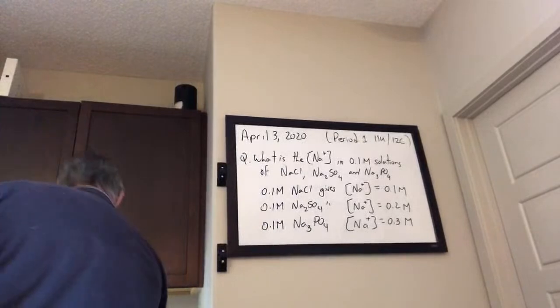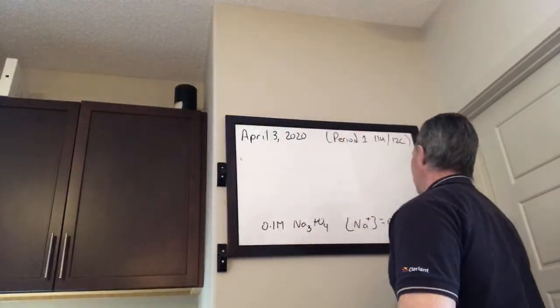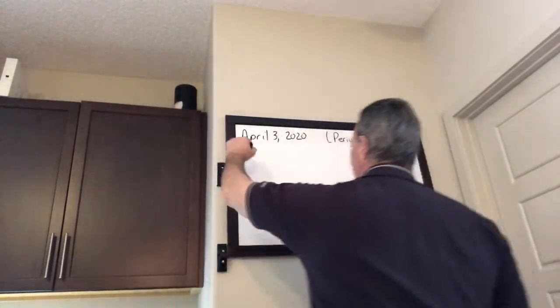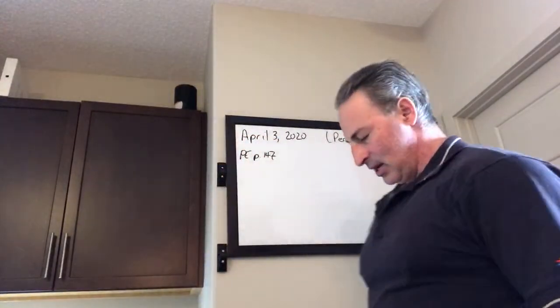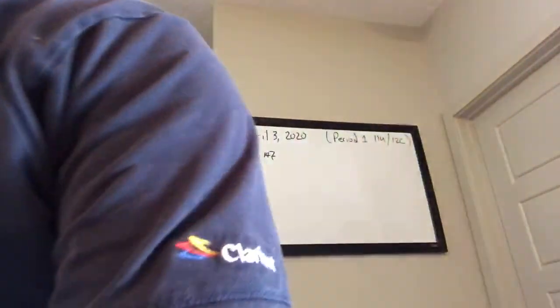Which brings us to the next question in the text. This is the practice example on page 147. It asks, potassium carbonate, K2CO3, at a concentration of 0.015 molar gives 0.03 molar potassium concentration because every mole of potassium carbonate yields 2 equivalents of potassium. I just realized I made a spelling mistake there.